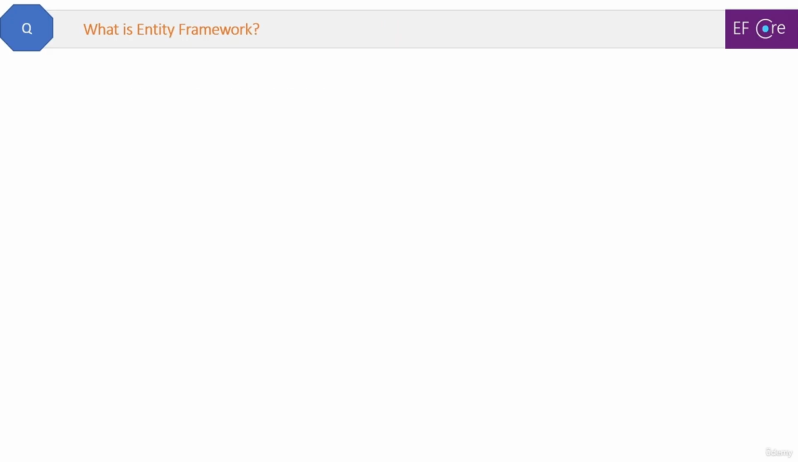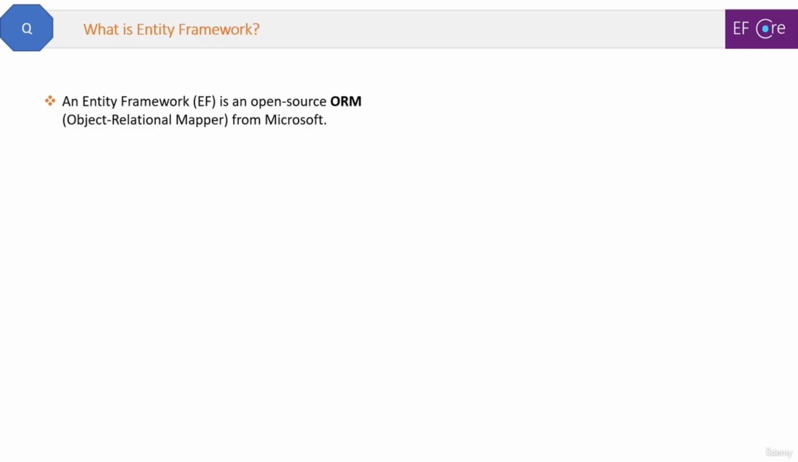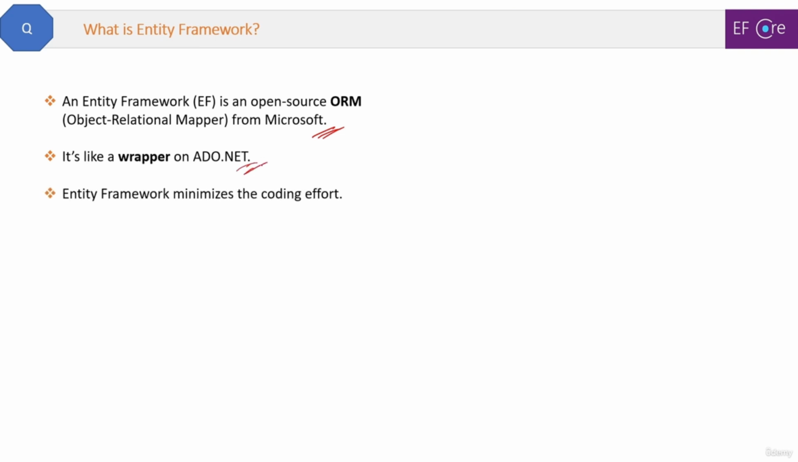What is Entity Framework? Here are a few points about Entity Framework. Entity Framework is an open source ORM from Microsoft. Very short definition. Okay, open source ORM from Microsoft. And another point is that it's like a wrapper over ADO.NET. The next point is Entity Framework minimizes the coding effort by providing relational data in the form of domain-specific objects.